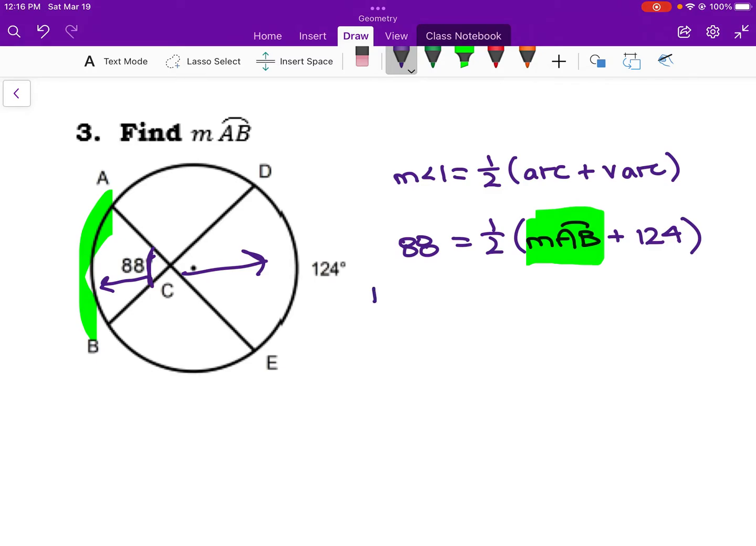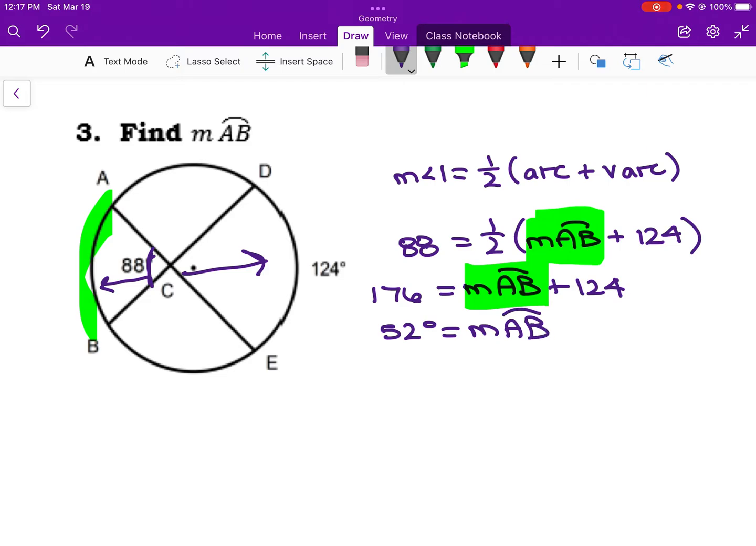176 equals the measure of arc AB plus 124. Again, we're trying to isolate the unknown here. So if I subtract 124 from both sides, then we get 52 degrees equals the measure of, or not angle, it's arc AB. Cool. So again, it's not too bad as long as you know how to approach the problem.